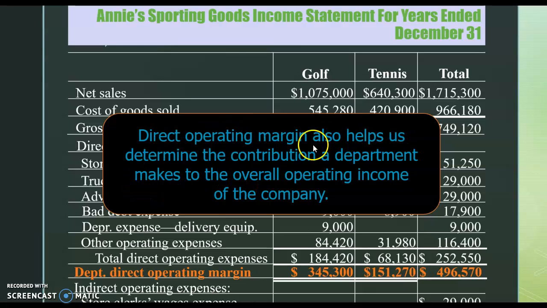Direct operating margin also helps us to determine the contribution a department makes to the overall operating income of the company. Now, this is before we've subtracted any indirect expenses, but this tells me that golf has $345,300 worth that it can apply toward indirect expenses, and tennis has $151,270 that it can apply toward taking care of indirect expenses.